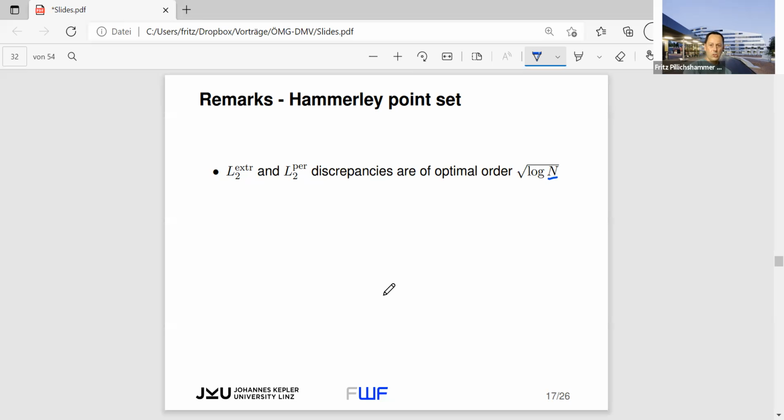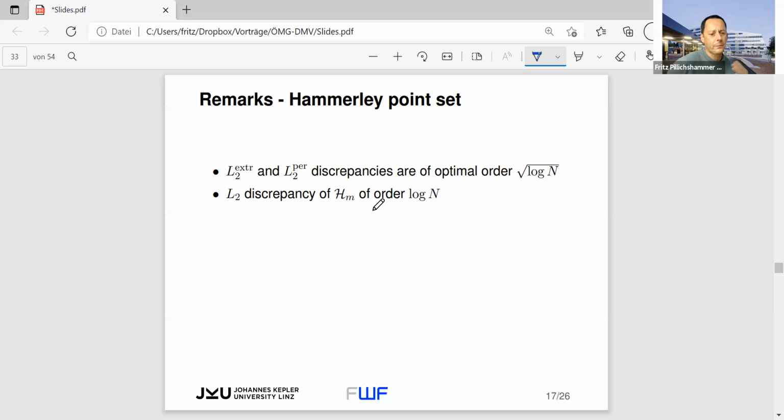But unfortunately, that's not the case for the L2 star discrepancy. This was well known before, of course. L2 star discrepancy is of order log n, and that's not optimal. So this is a defect of the Hammersley point set, that the L2 star discrepancy is not of optimal order of magnitude. But there are some ways out known.